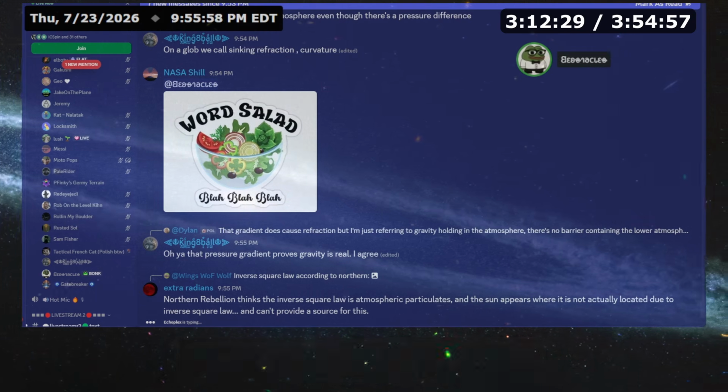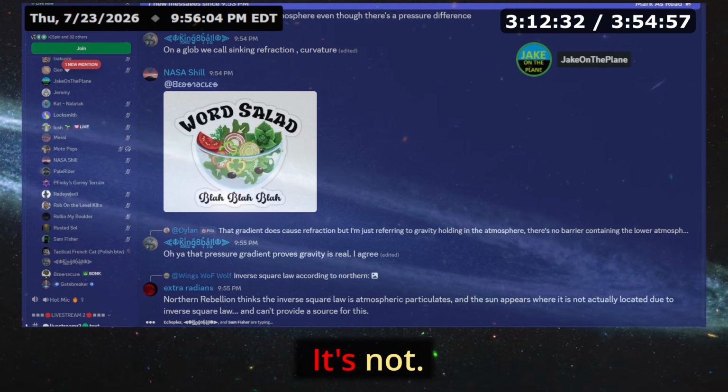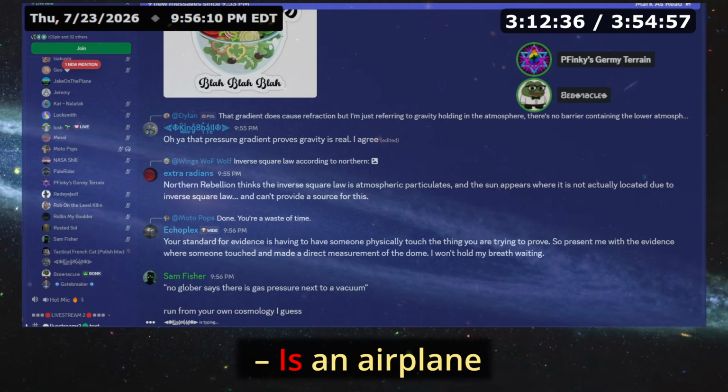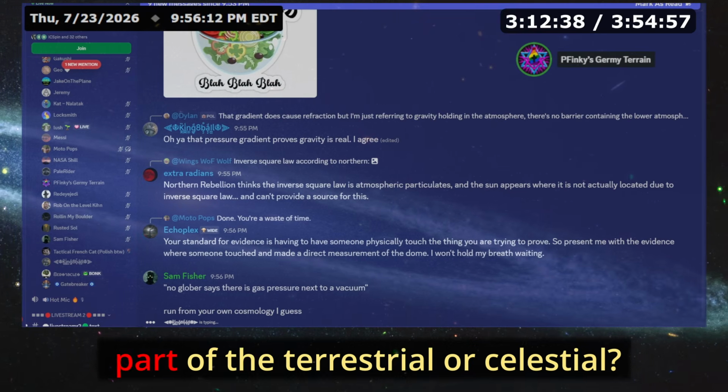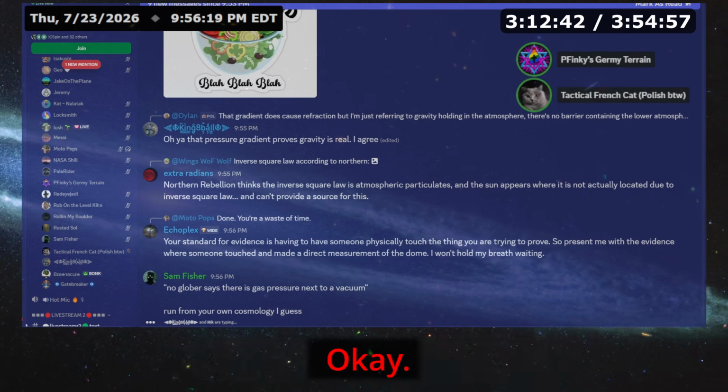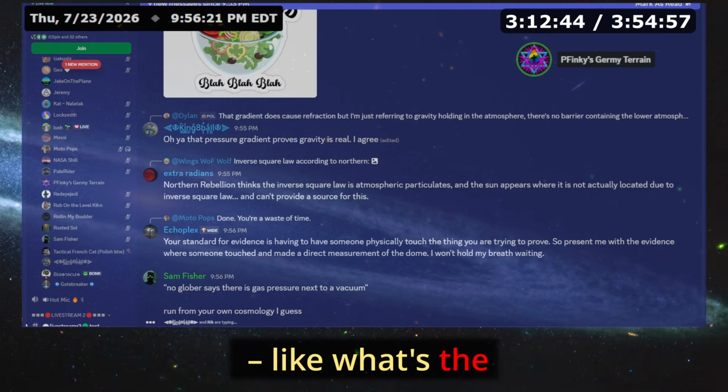It's already in a separate configuration. It's not. It's just a location. It's no different than the location of that airline. Like, is an airplane part of the terrestrial or celestial? I would say terrestrial. Okay, where is the boundary between the terrestrial and celestial?